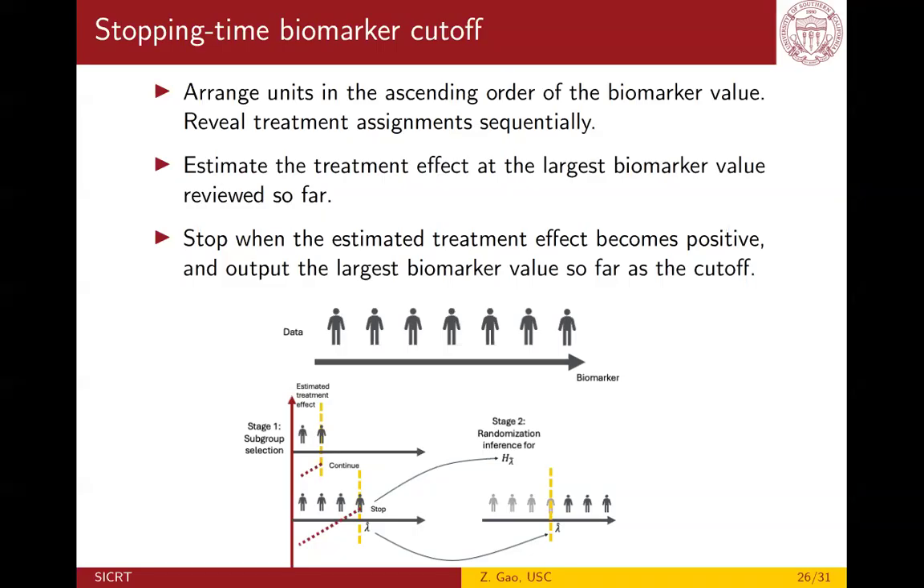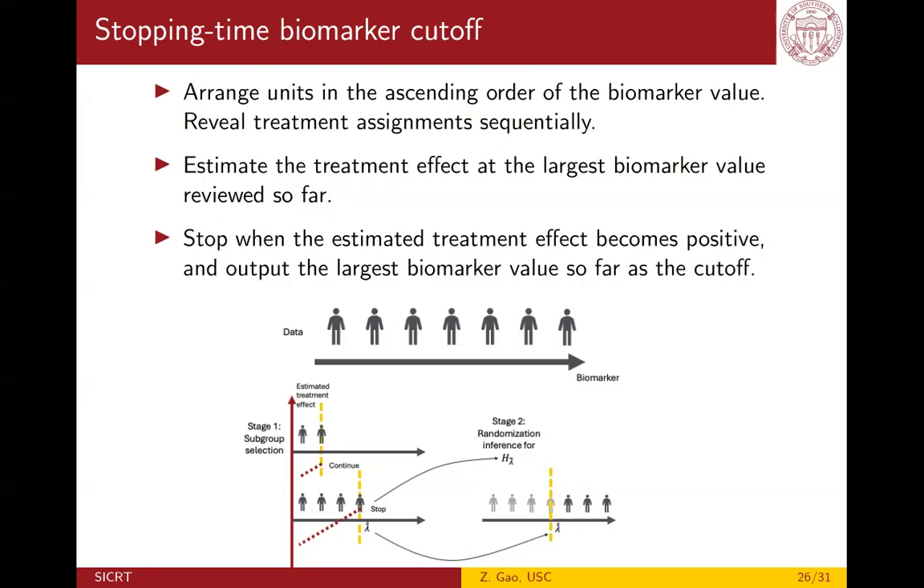We will continue this reviewing procedure until at some point we show that the treatment effect estimated at the largest biomarker reviewed so far is positive. Then we stop there. The rest of the units, which we haven't touched so far, will be the subgroup of interest. Or say the largest biomarker reviewed so far is our cutoff value.